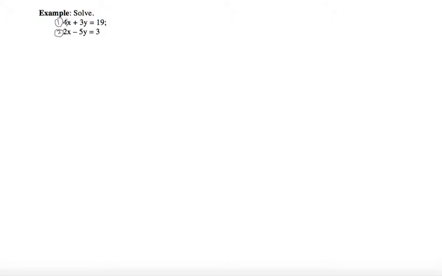I can see here 4 is a multiple of 2. If I multiplied 2 by 2, I would get 4, but I want them to be opposites, which means the same number but with different signs. So I'm going to multiply 2 by -2, and I'm going to get an opposite. We'll just see how that looks. I'm going to write 1 down just the way it is: 4x plus 3y equals 19. I'm not changing that one in this case at all. 2, I'm going to multiply by -2.